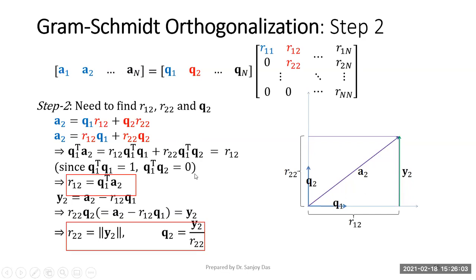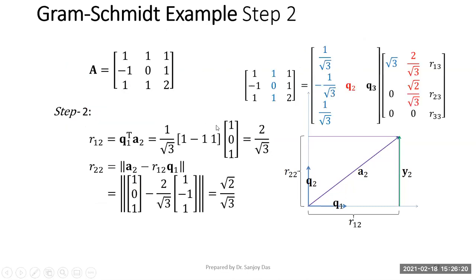Now we can generalize. In step K, we will be looking at the kth column on all three matrices, actually, right? So this is step 2 in our example. This is my matrix A. We have already solved for this and this. This is R11 and this is Q1. And now we have to find Q2 and R12, R22. So R12 is Q1 transpose A2, which gives me 2 over square root of 3.